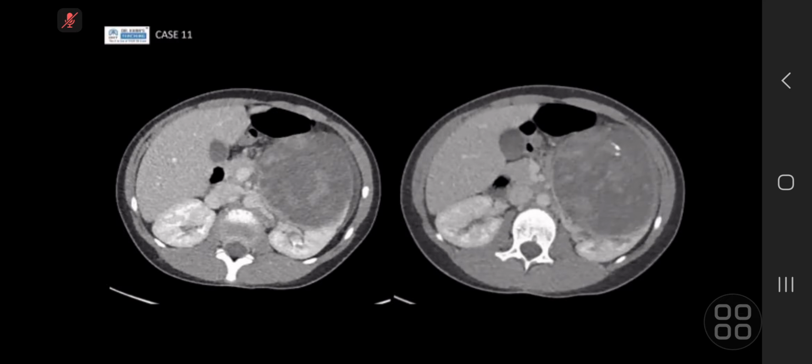So there is a heterogeneously enhancing lesion located anterior to the left kidney, which is compressing and displacing the kidney, with a few calcific foci. The lesion is seen separate from the pancreas, also compressing the stomach. My differential diagnosis includes a neuroblastoma because of the calcification. Other differentials might be a solid pseudopapillary tumor of the tail of the pancreas.